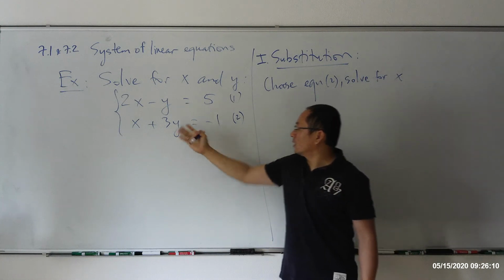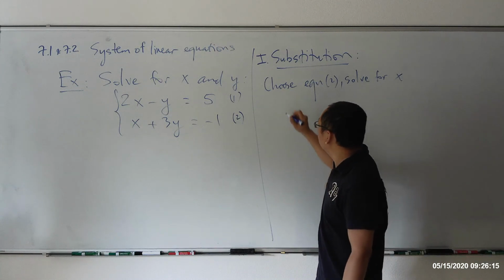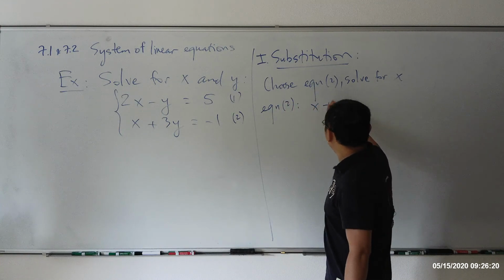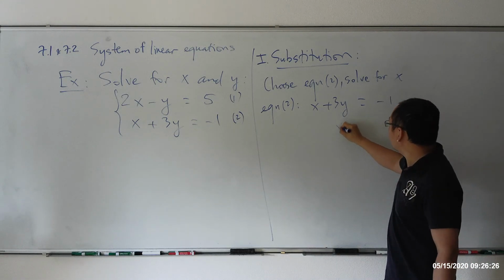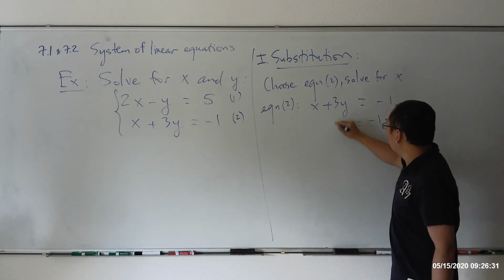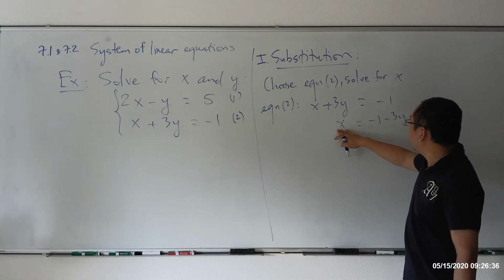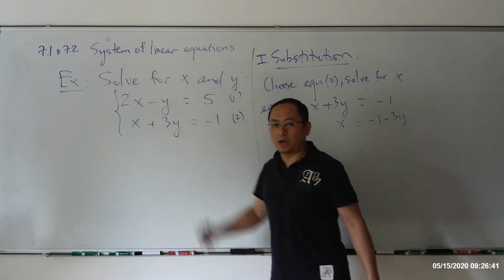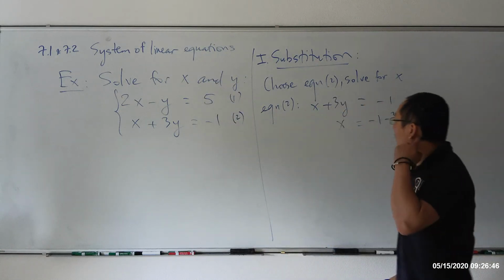Because all I have to do is just subtract 3y on both sides and I have x in terms of y. So I got equation 2, x plus 3y equal to -1. Subtract the 3y on both sides. I have x equal to -1 minus 3y. Okay, x in terms of y. Now, what we're going to do next is plug that x, -1 minus 3y, into the other equation. I used equation 2 already to solve x. I have to substitute that into equation number 1.